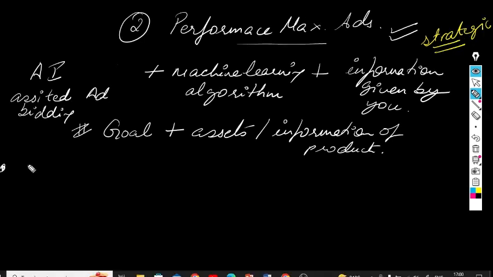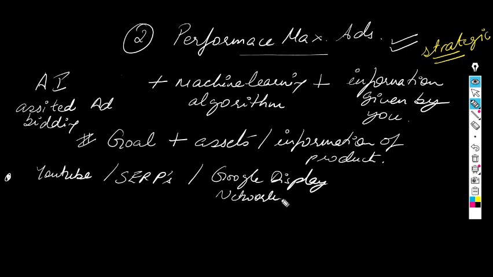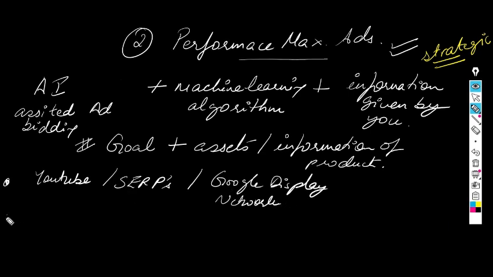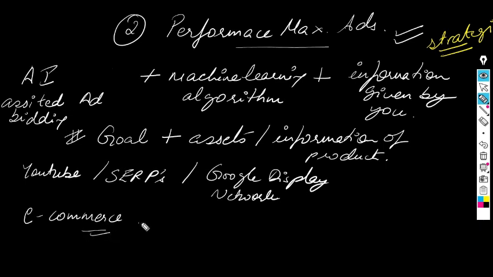Now such kind of advertisements will appear in YouTube or even in the SERPs or Google Display Network and so on. So basically if we see, this is an advertisement which is going to be best suitable for any kind of e-commerce business. What is an e-commerce business? Those which are selling their products online. So here you have given the information of your product and you have just chosen the goal, and the work will be done by Google itself by choosing this advertisement.